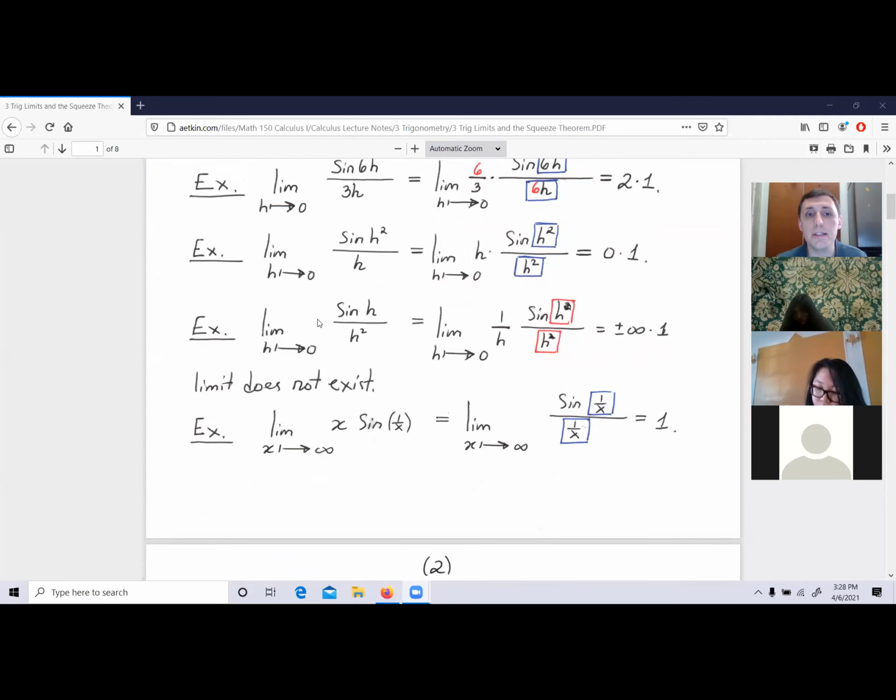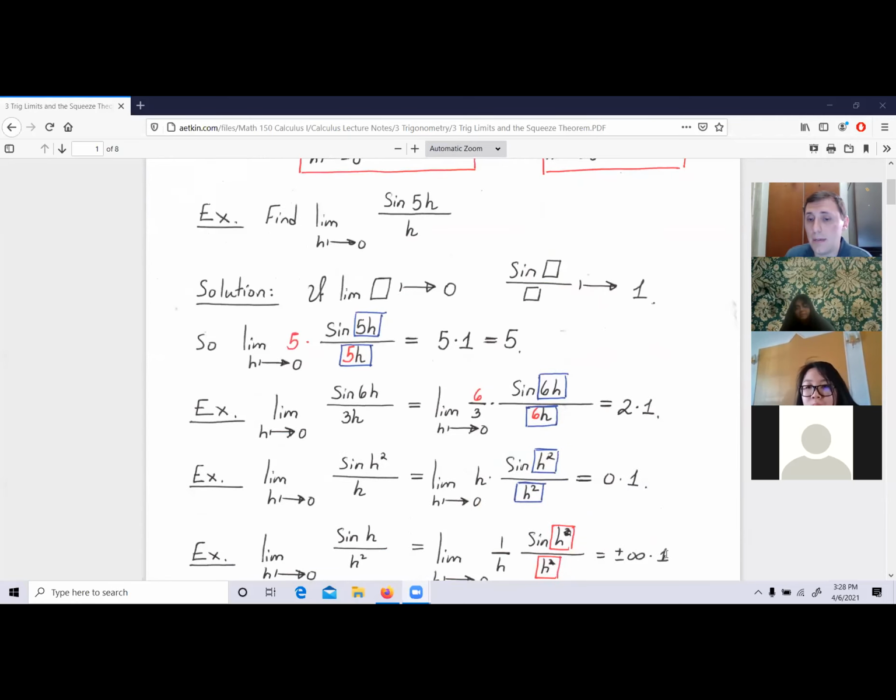This one, for instance, if I have sine h over h squared on the other hand, then this limit will not exist, because depending on where you go to 0, it's going to be plus minus infinity. 1 over h is approaching plus minus infinity, depending on h approaching 0 from the positive direction or negative direction, and times 1. Sine of h squared over h squared is 1. So it's not an existing limit. Sine h squared over h does exist. Sine h over h squared does not.